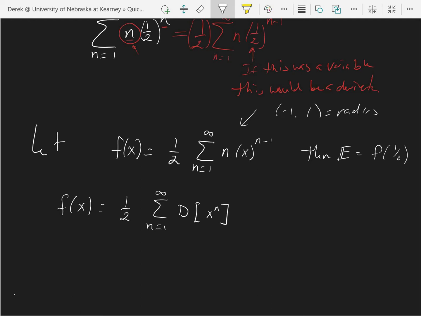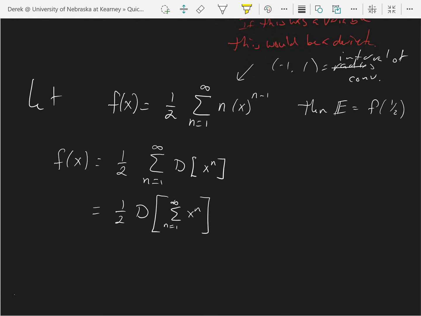Or interval of convergence. Okay, so I can do this derivative trick, and we have a theorem that says that's the derivative of the sum from n equals 1 to infinity of x to the n. Right, the sum of the derivatives is the derivative of the sum. We can do that with this Taylor series.